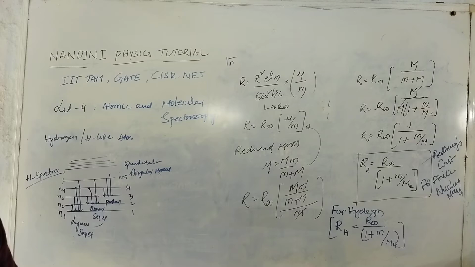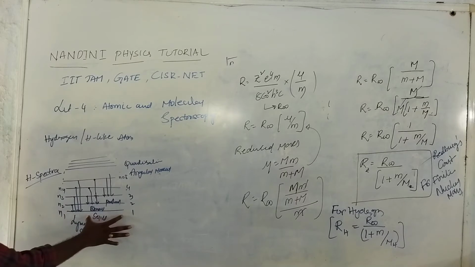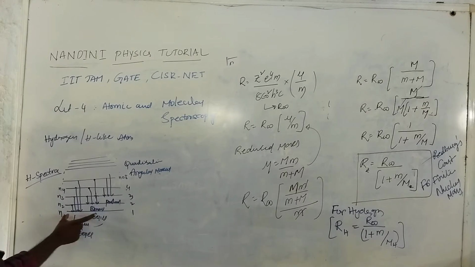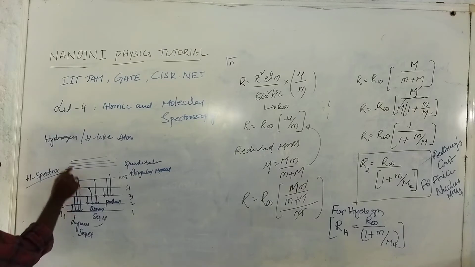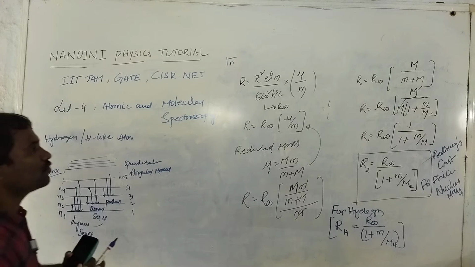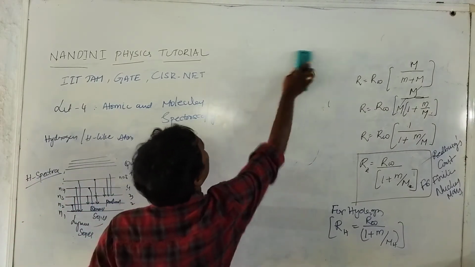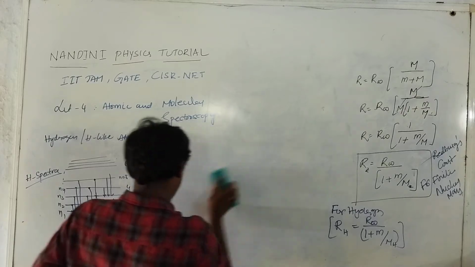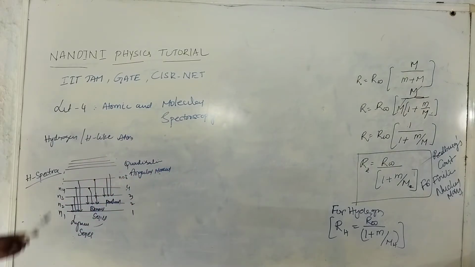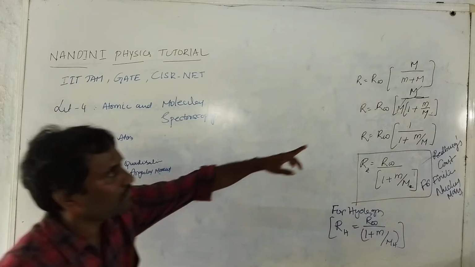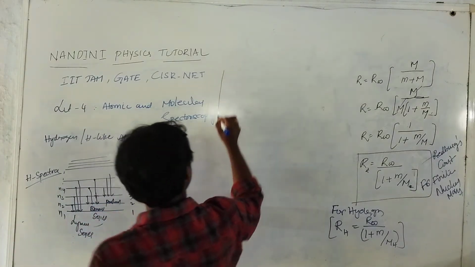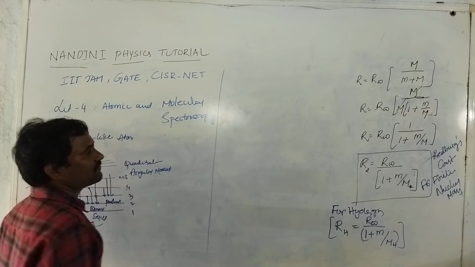So in the Lyman series, what does the final state represent? Only nf. This is called the final state, and the initial state is represented by 2, 3, 4, 5. So I write here, for the Lyman series I calculate the wavelength of the spectral line. I want to calculate this wavelength of the spectral line. So take the Lyman series first.